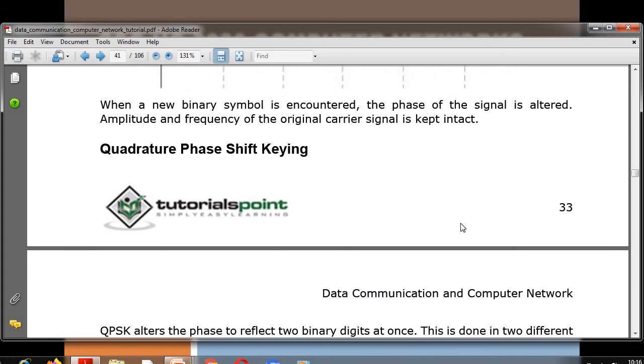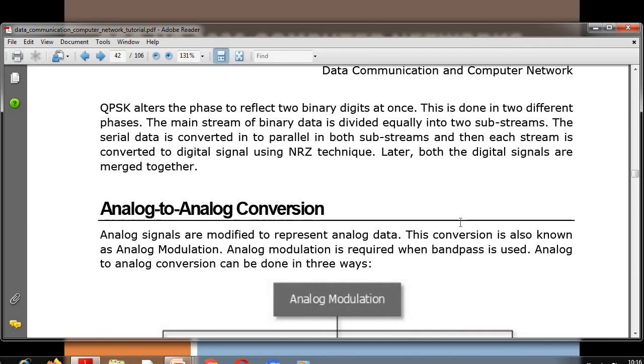Now quadrature phase shift keying. Quadrature phase shift keying alters the phase to reflect two binary digits at once. This is done in two different phases. The main stream of binary data is divided equally into two substreams. The serial data is converted to parallel in both substreams, and then each stream is converted to a digital signal using the non-return to zero technique. Later, both the digital signals are merged together.